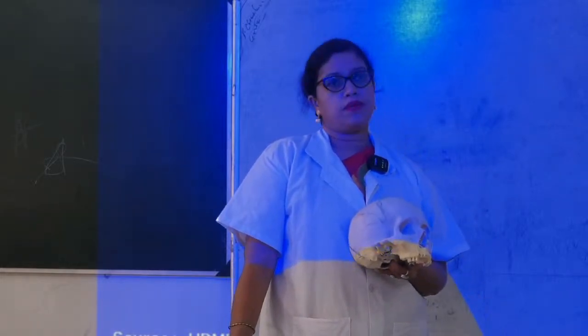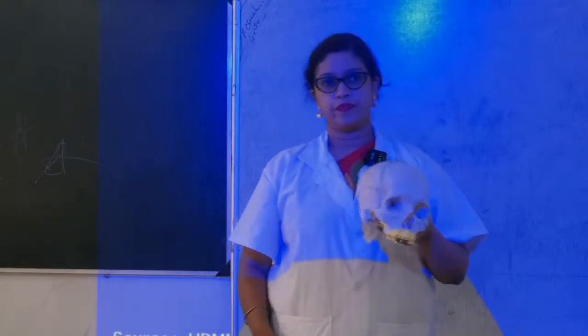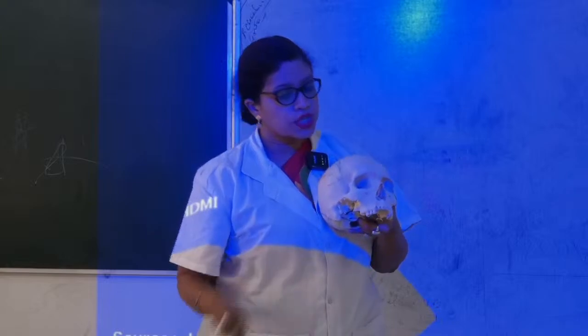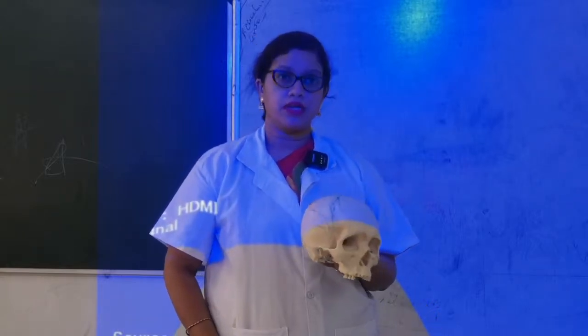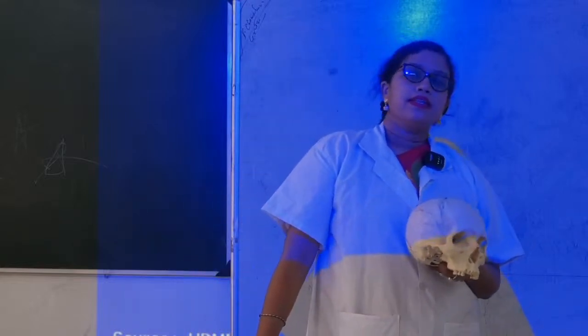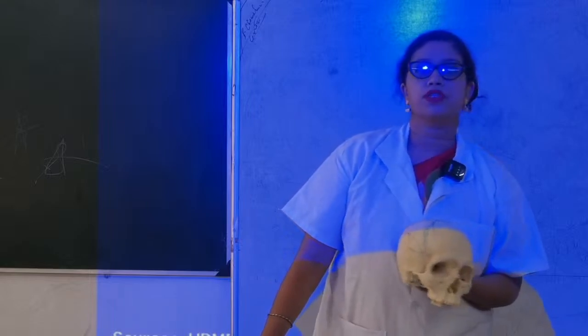So many bones will come. Okay. Medial boundary of orbital cavity. If you see over here, first bone is lacrimal. Okay, first bone is lacrimal. Then the next one is frontal process of maxilla. Frontal process of maxilla.